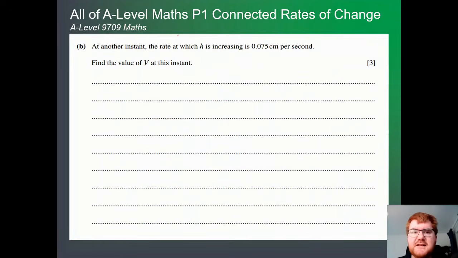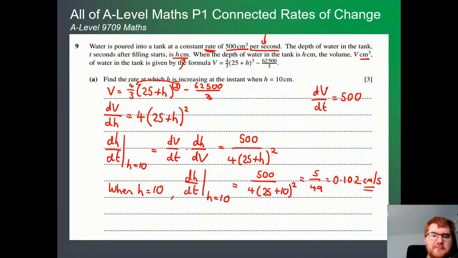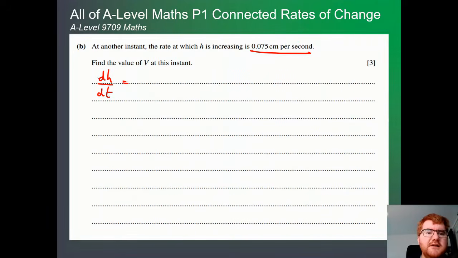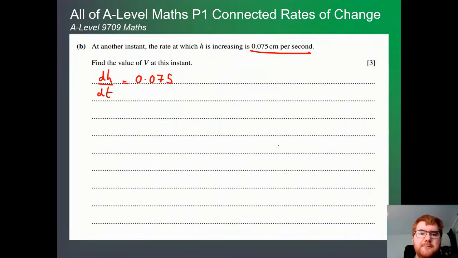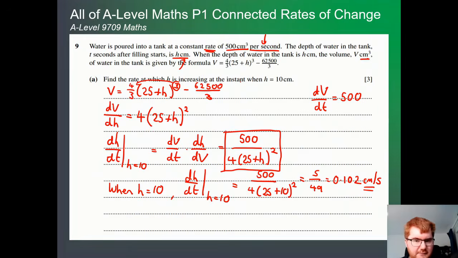On to question B, again, similar to the first question we did. At another instance, the rate at which h is increasing is this instead. So we're now told that our dh by dt, which is what we worked out before, but for a different moment, is now 0.075. Notice we already worked this out in this first part of the question. So we know our new rate must be equal to this. So equal to 500 over 4 lots of 25 plus h all squared. Double check I've written that correctly.